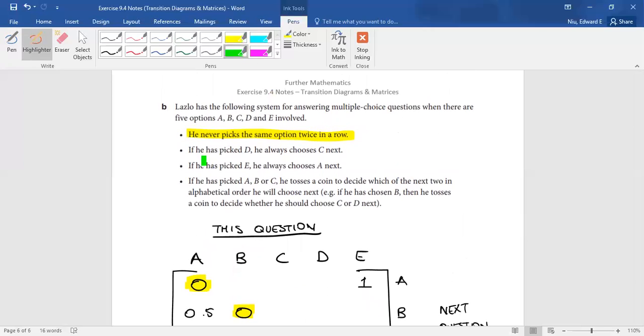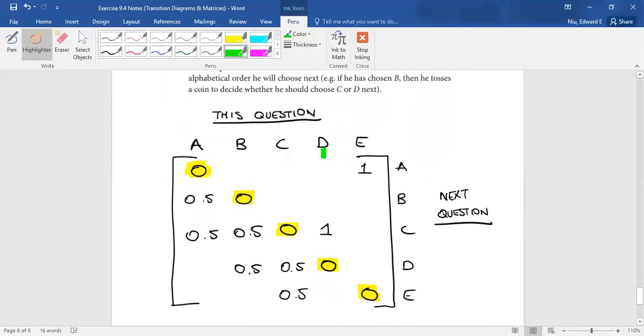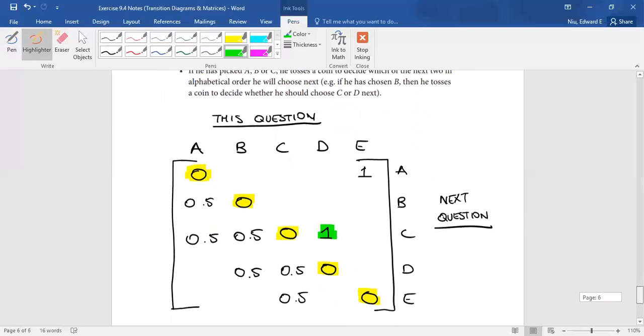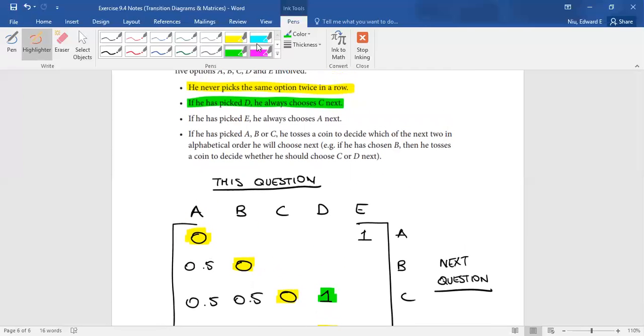Now the next part says if he has picked D, he will always choose C next. Always, definitive. So if he has picked D, he's always going to pick C. All right. So he's picked D in this question. The next question is going to pick C. Again, pretty stupid, no rationale, but it's just how the question goes. If he has picked E, he is always going to pick A next. So if he picks E on this question, he's going to pick A in the next question.